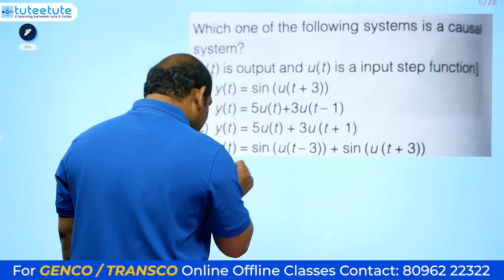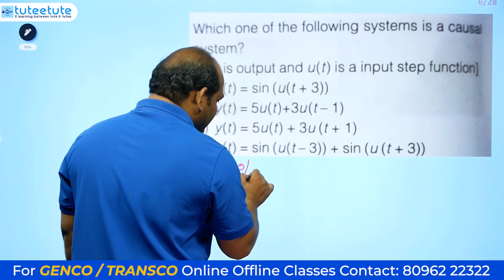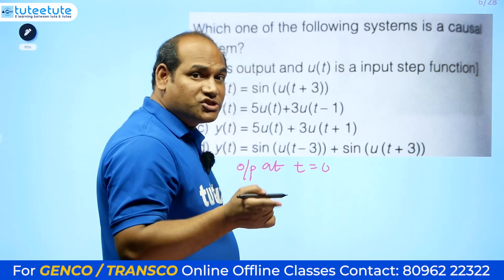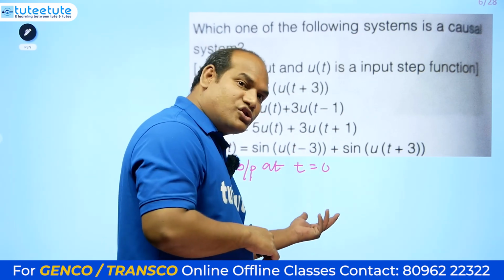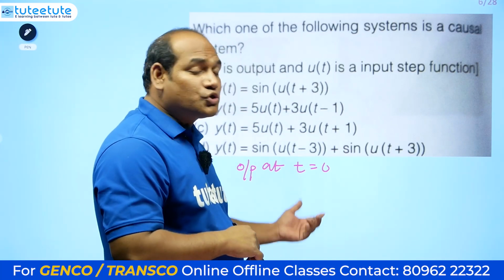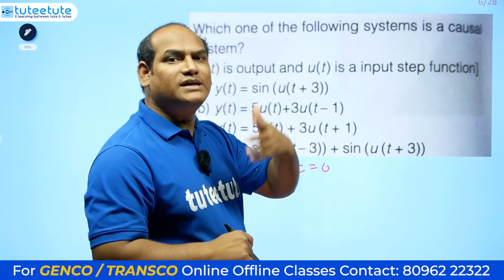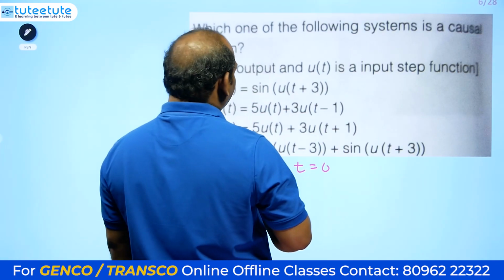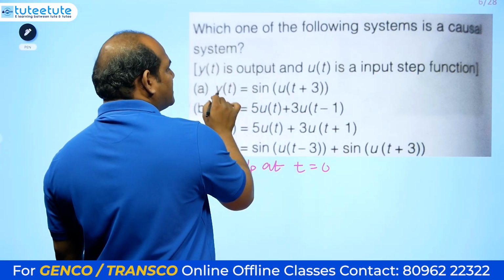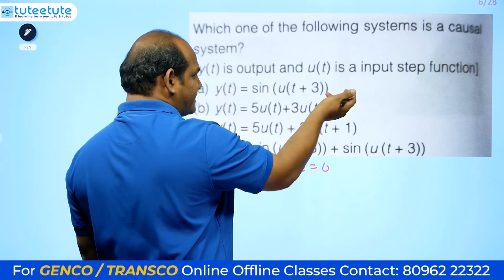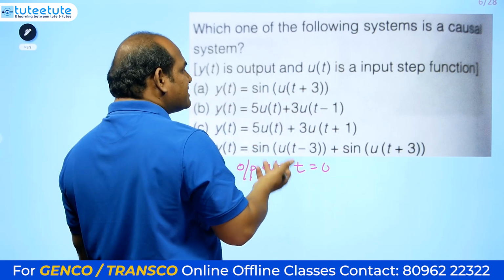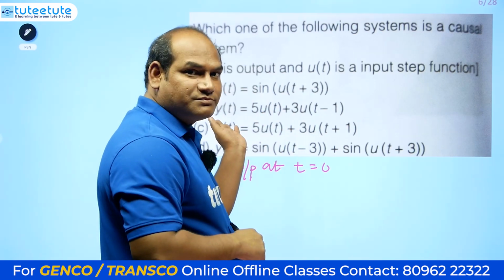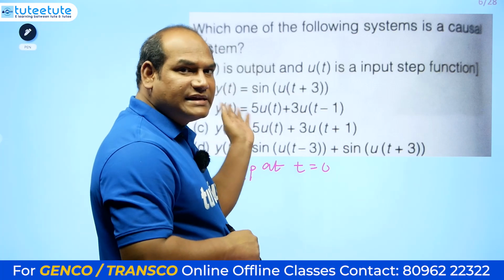For example, we are measuring the output at t equal to 0. That means the input must be either at t equal to 0 or t less than 0. You should not have inputs at t equal to 1 and so on. Now we will check. y of t is equal to sine of u of t plus 3. t plus 3 means it will be shifted to the left side by 3 seconds.